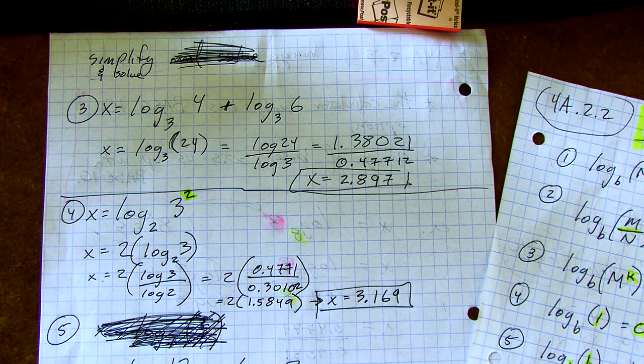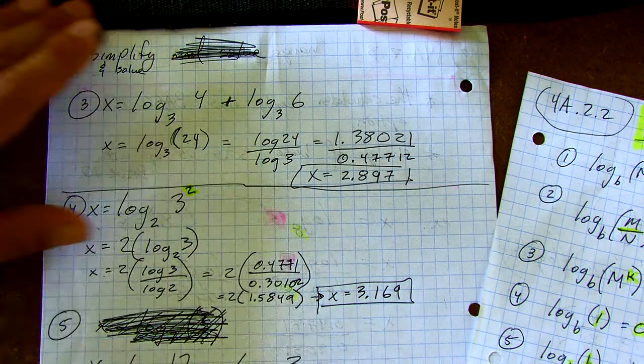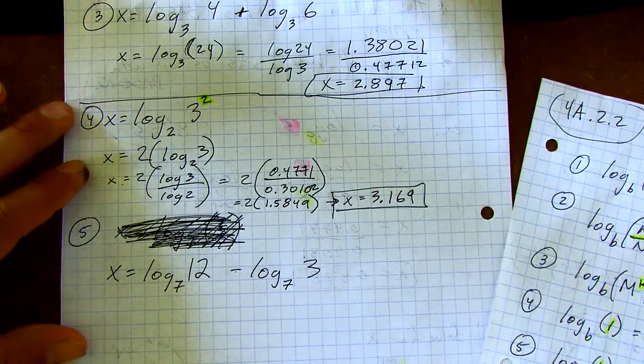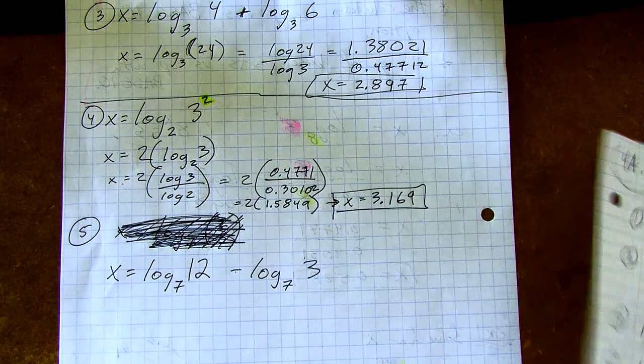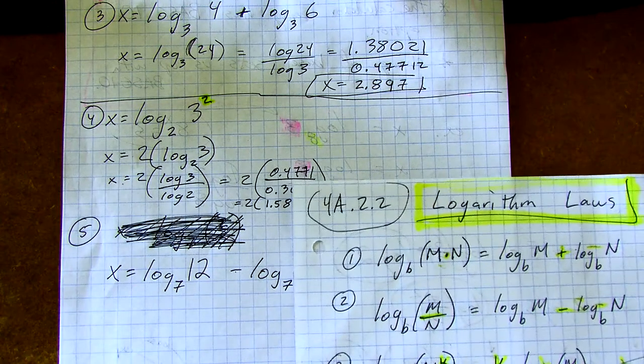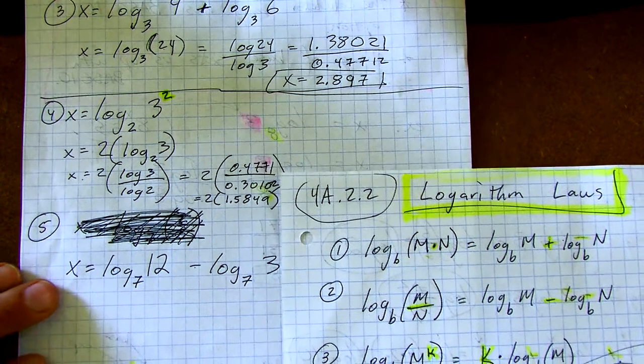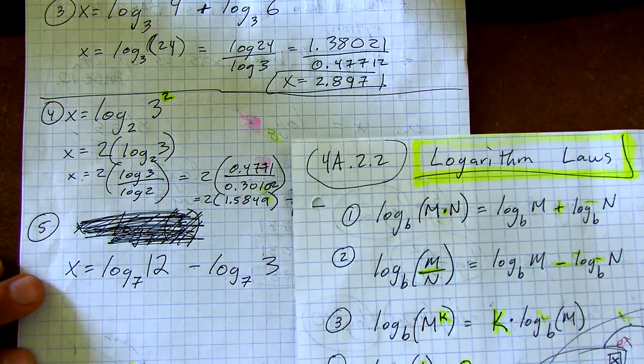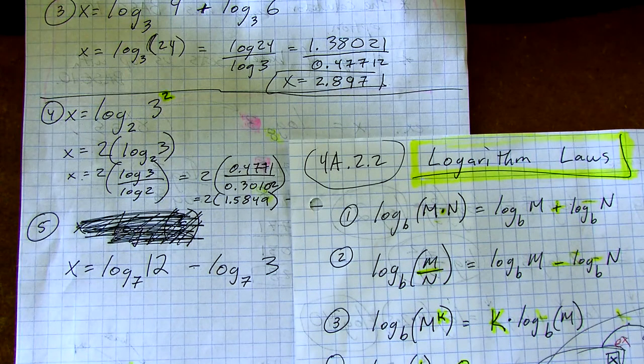You know, one more, then we'll call it. This one right here is the last bit. It has subtraction, so think about the rules here. I'll leave it out. That should give you the rule that you need right there.